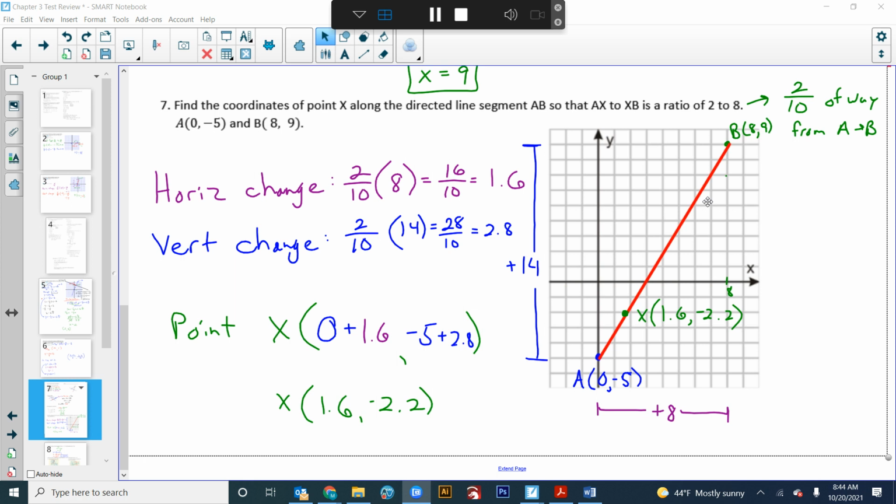Are we starting to feel better with these kinds of problems? Okay. Any specific questions I can help you with on this? I know it's multiple steps, but I think we're getting better. And then when you go to graph it, make sure it looks correct. You're 2 tenths of the way. 2 tenths is 1/5. Does it look about 1/5 of the way? Yeah.